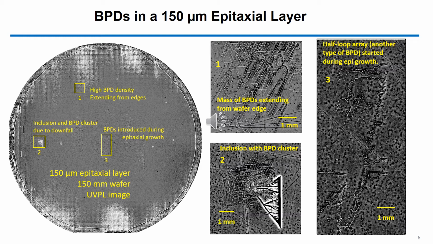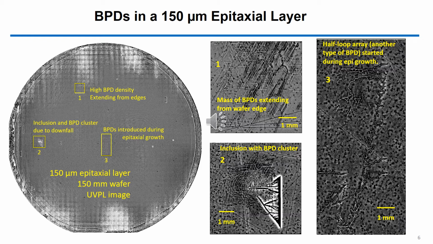The final slide about BPDs is from a wafer we examined in the last year. If you look at the full wafer image on the right-hand side, probably the first thing you notice are the bright bands coming down from the top and from the bottom. Those are BPDs extending from the edge, and they extend quite far into the wafer, several centimeters.